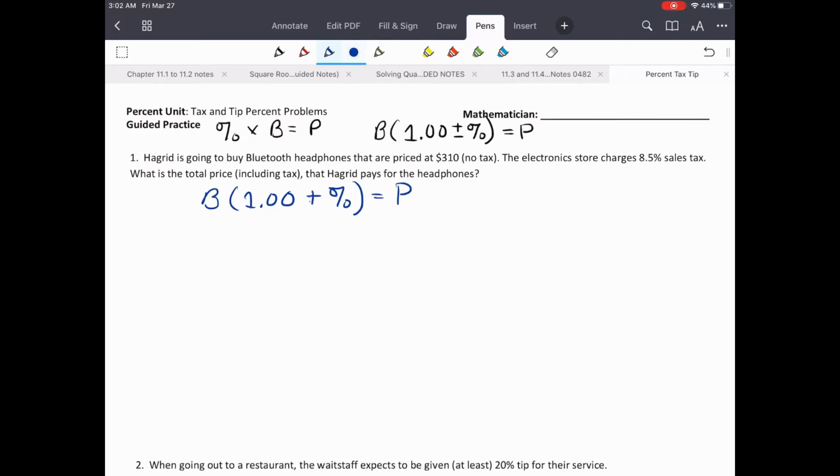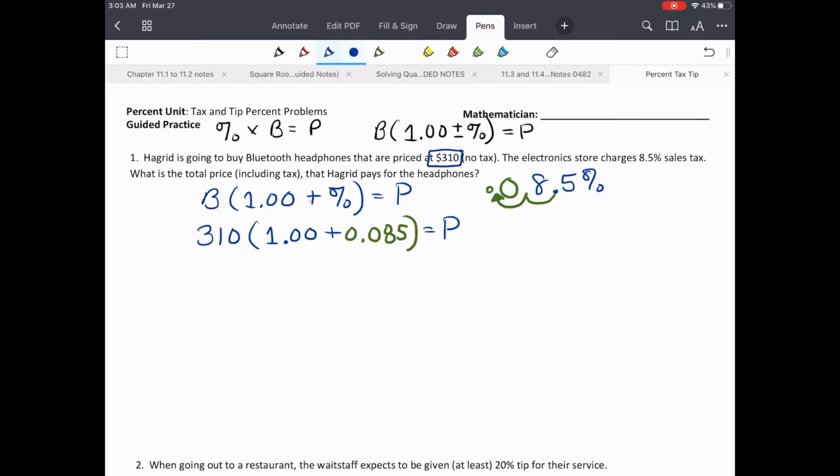So in this particular problem, 310 is the before price. Nothing has been added or subtracted to it. So I'm going to put 310 in front, times 1 plus the percent, which is 8.5%. Just keep in mind you have to move the decimal over two places, 1, 2, so you have to put a 0 there. That becomes 0.085. And then you're going to make that equal to the part. The part is what we don't know. That's the unknown in this problem.